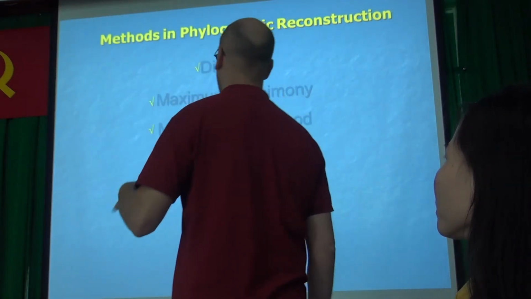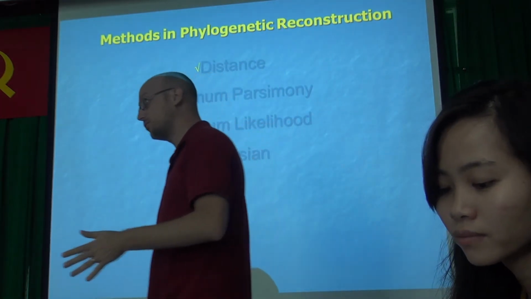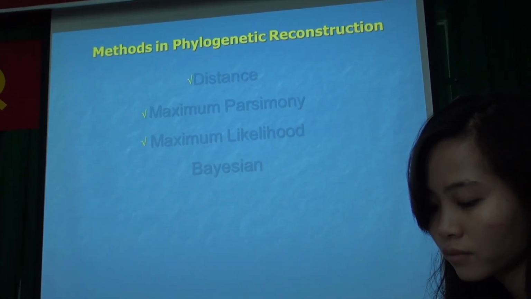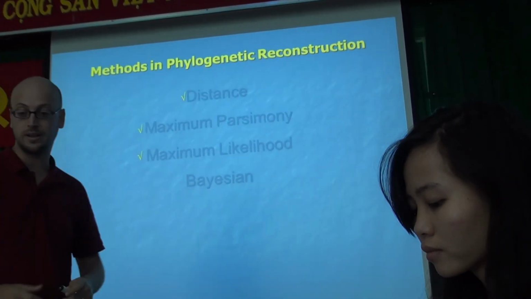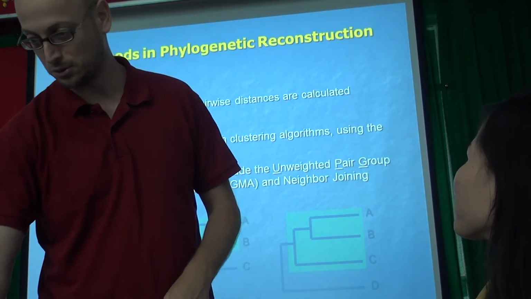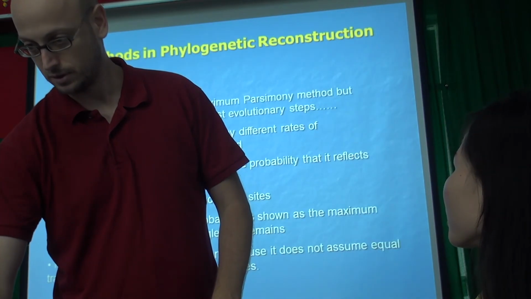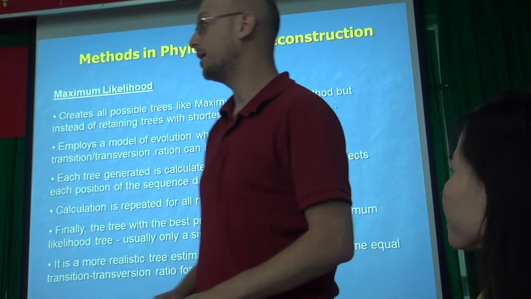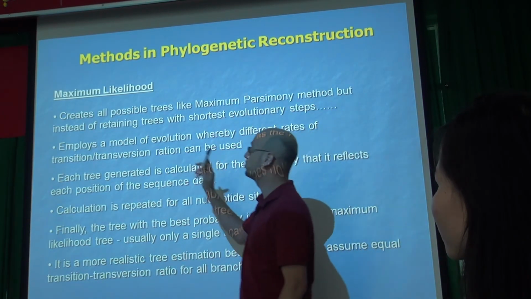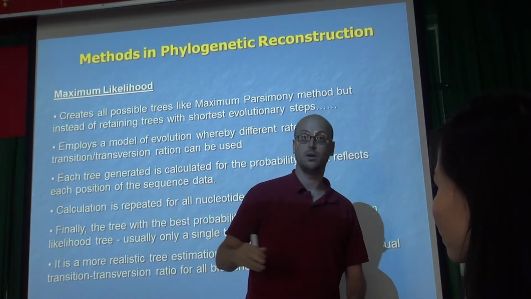We have several methods to create trees. We have a lot of methods, 4 main ones, but we have about 20. And usually I talk for an hour and a half about each method, but I'm not going to do that now because we don't have the time. I'm just going to tell you that usually we are going to want to use a method called maximum likelihood, or ML.